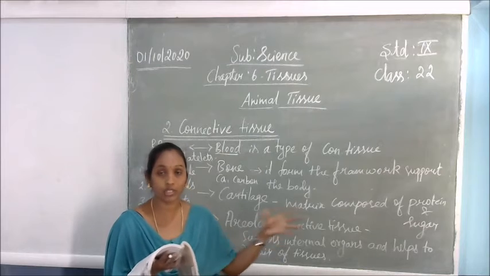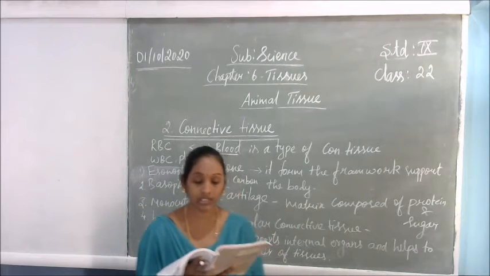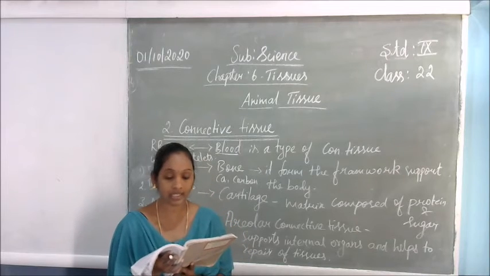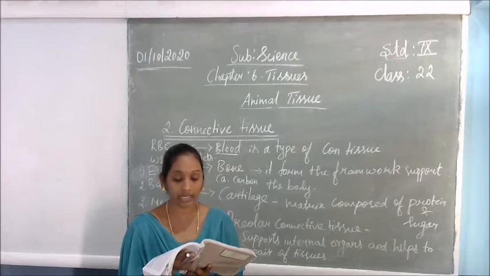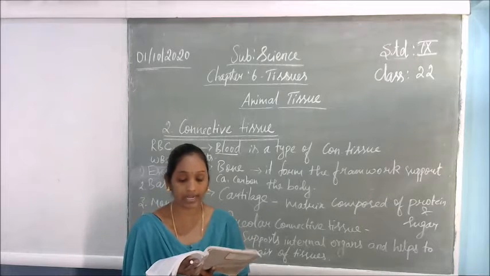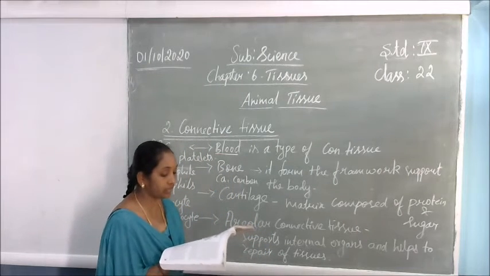Wherever two bones are joined, that place has ligaments. This tissue is very elastic. It has considerable strength. Ligaments contain very little matrix. Tendons connect muscles to bones and are another type of connective tissue.